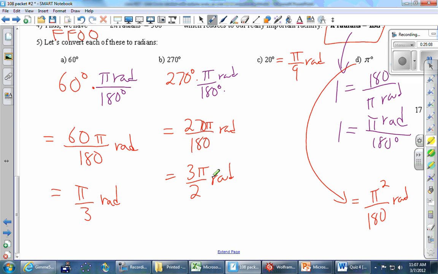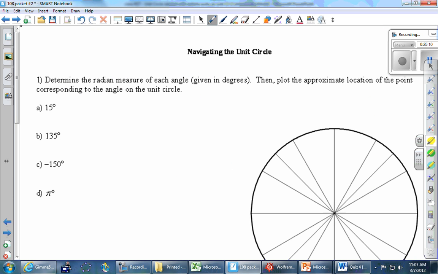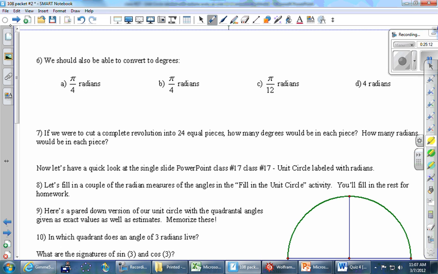Okay, next page, and we'll go to Kate for number 6. All right, so if we have radians and we want to get degrees, we just need to multiply by the right foo-foo. So last time we multiplied by pi over 180, 180 over pi.